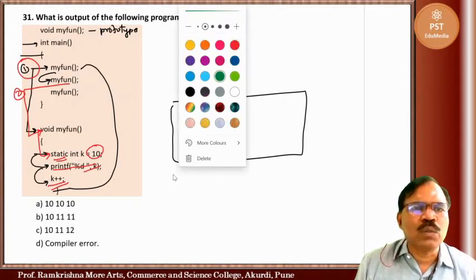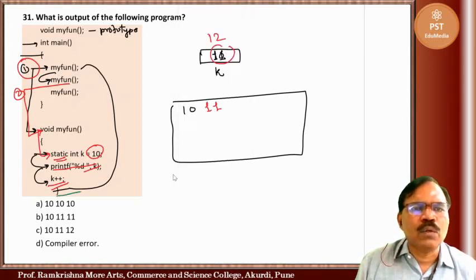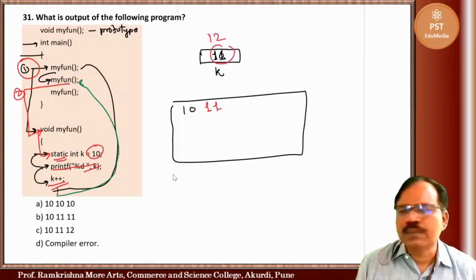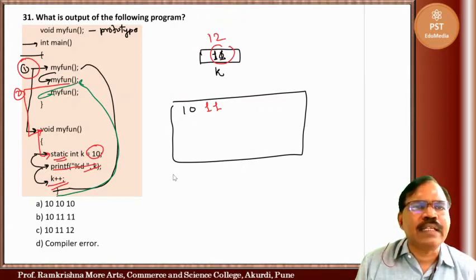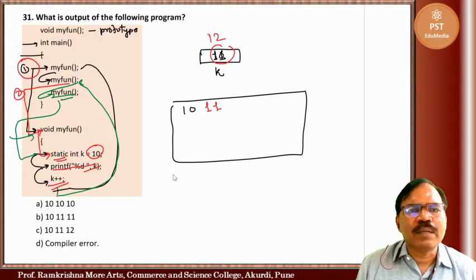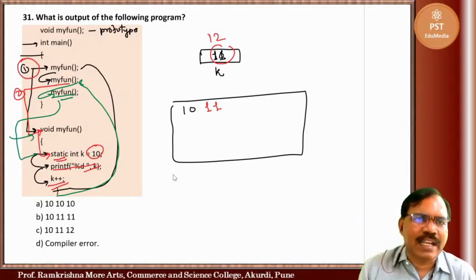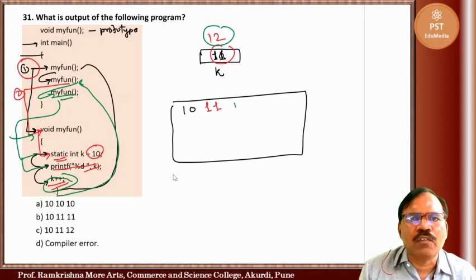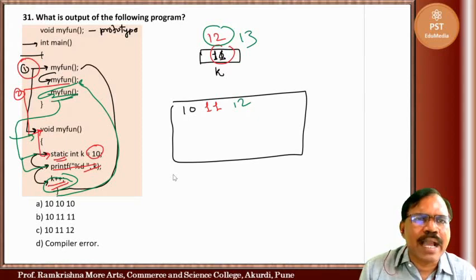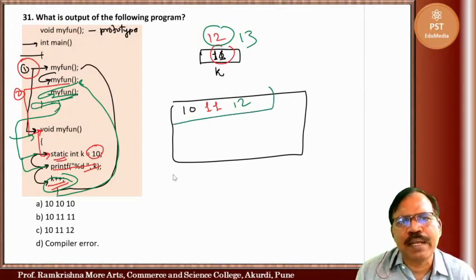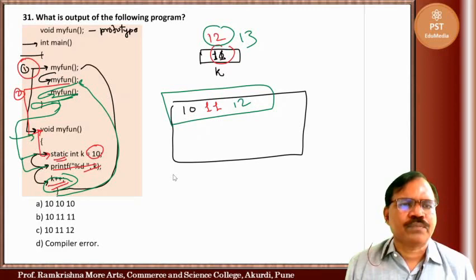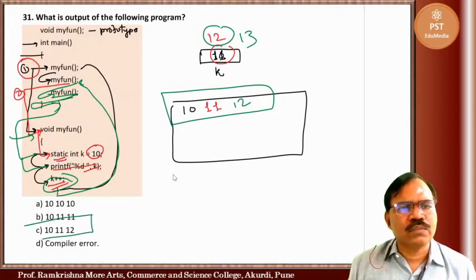It goes back to calling point. And then next statement, it is again function called. So what happens? Since it is static, it will retain earlier value. So earlier value is what? 12. Here it was changed to 12. So it will print 12. And then k will become 13. It will come back here and then end of program. So it will print 10, 11, 12. So this one is correct.